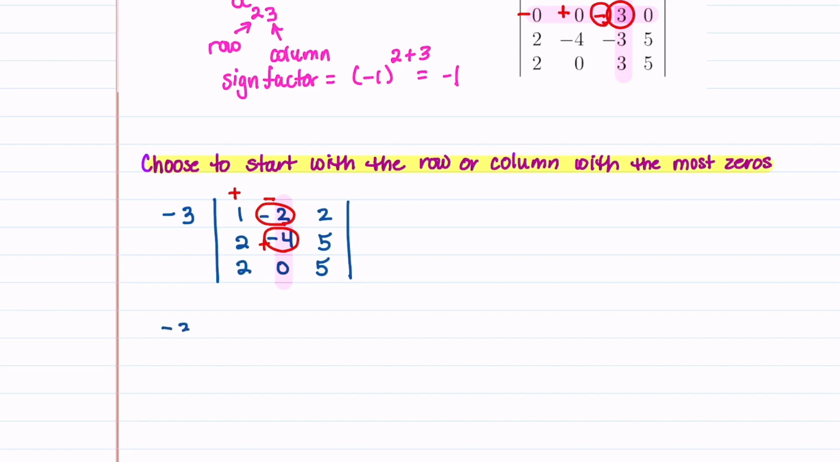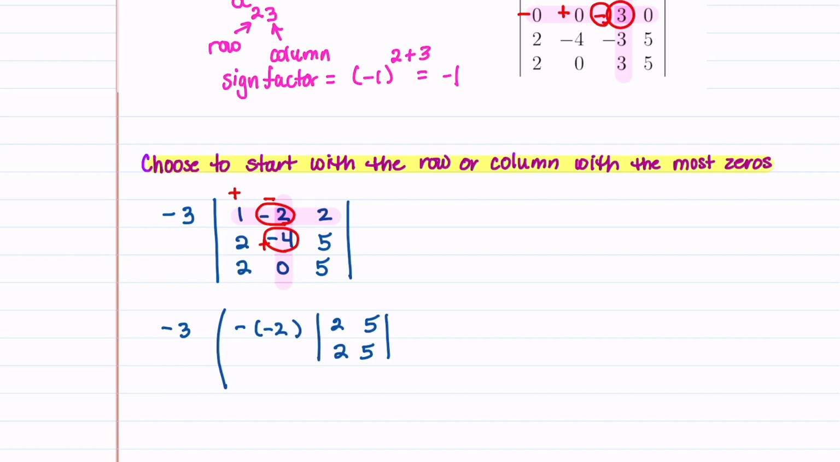So we have a -3, and we'll put a big bracket here because we're going to have 2 matrices because we have 2 non-zero entries in that column. We're going to have a minus, a -2, and then we're going to cross out the row and column common to -2, and we're going to write down what's left. So we have a 2, a 5, a 2, and a 5.